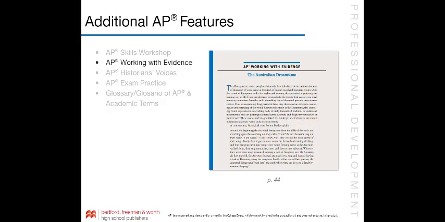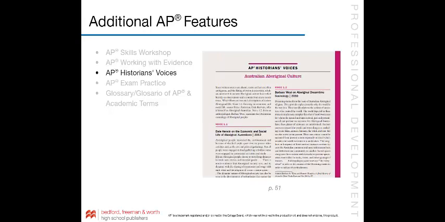Finally, each section ends with an AP using sources to develop an argument prompt that simulates the task on the DBQ. AP Historians' Voices sections are integrated throughout the text in order to provide students with practice analyzing sources. Each box showcases 2 sources pertaining to the information presented in the chapter, followed by questions to reinforce the compare and contrast skills needed for the AP exam.